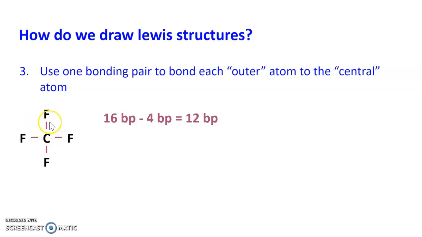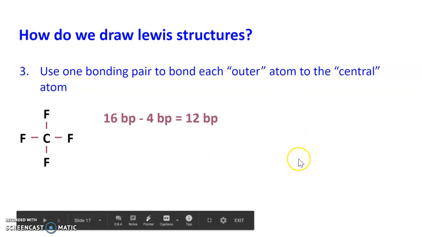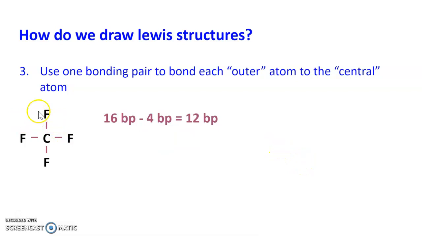So here's our bonding pairs. We're going to use a bonding pair to attach each thing to the central atom carbon. So that means I've used 4 bonding pairs out of the 16 I had available. So I have 12 bonding pairs left over. So that takes us to the next step, which is to start to add bonding pairs to my outside atoms.